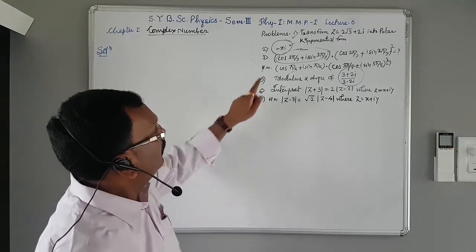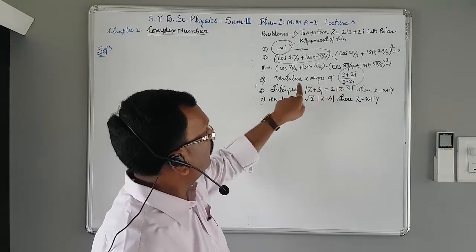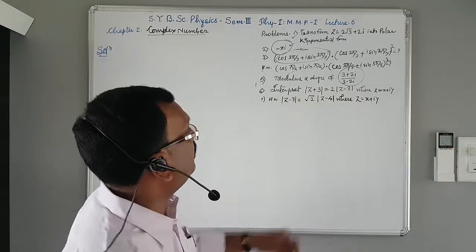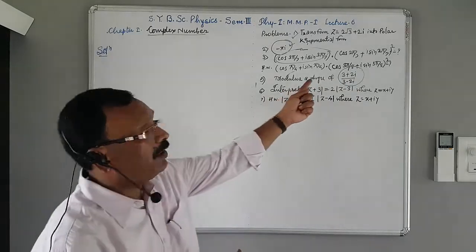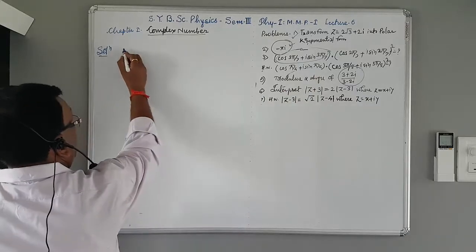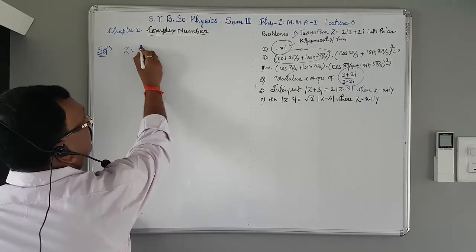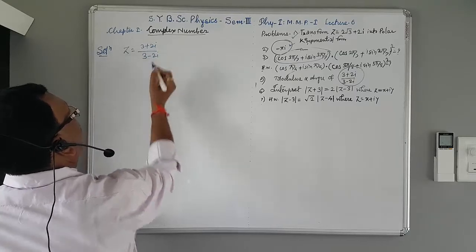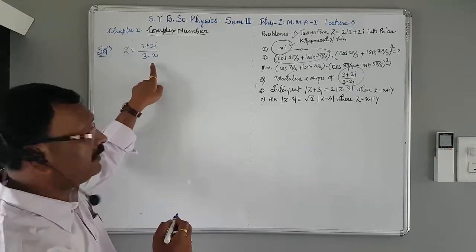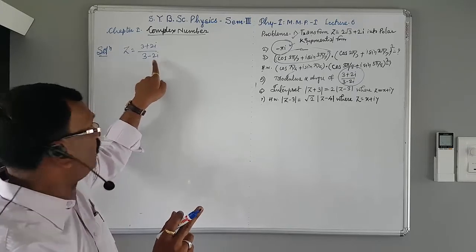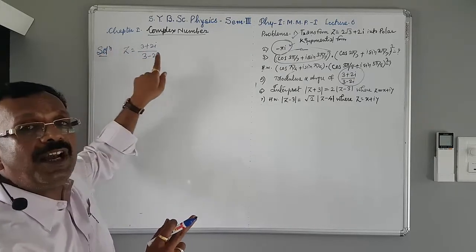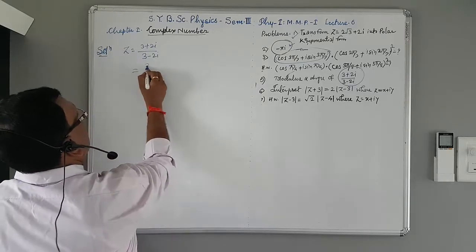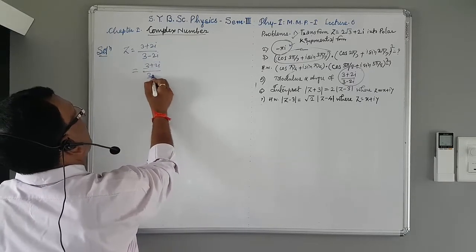Determine the modulus and argument of (3 plus 2i) upon (3 minus 2i). In order to solve this problem, we have the solution z is equal to 3 plus 2i upon 3 minus 2i. We know that we can't solve this term by the usual method. In order to solve the RHS of this equation, we have to multiply and divide.